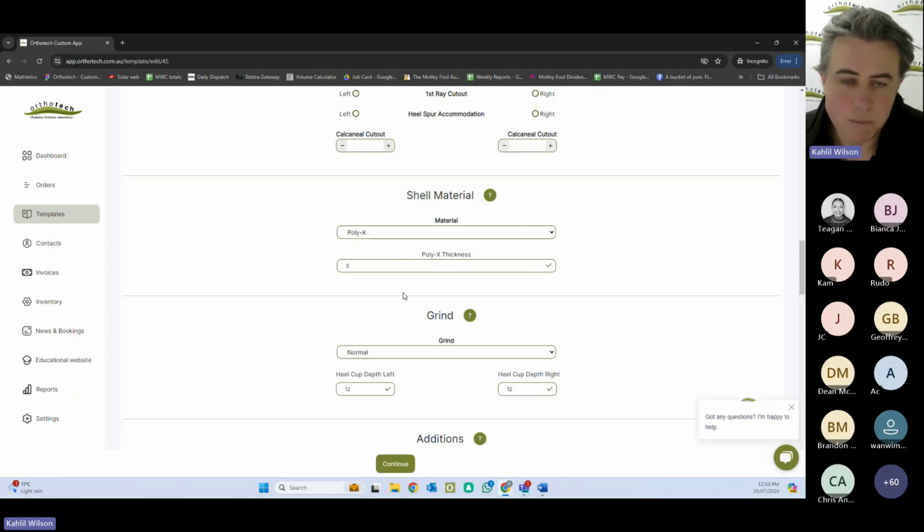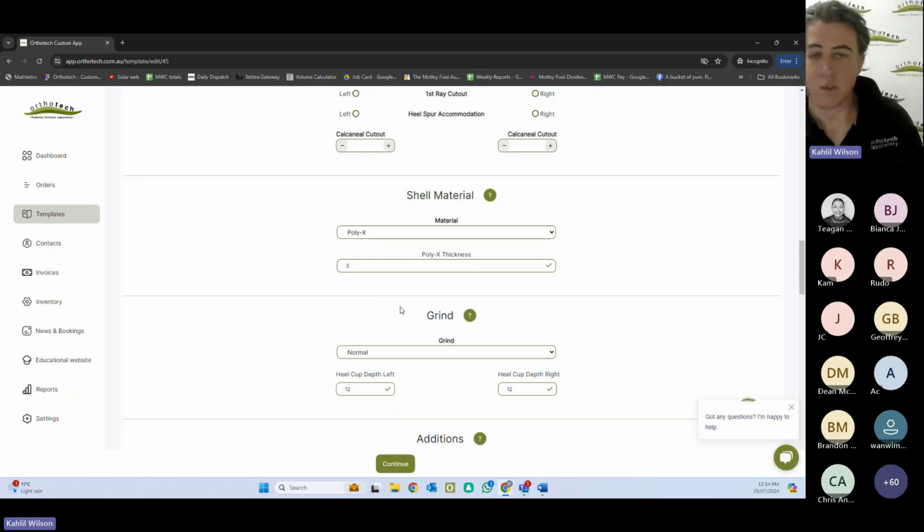I've leaned towards Poly-X because of its compression and rebound rates. It's a little bit softer, a little bit more forgiving than your PA11, and certainly less bulky than your EVAs. So you're getting a sort of low bulk orthotic that isn't too rigid.